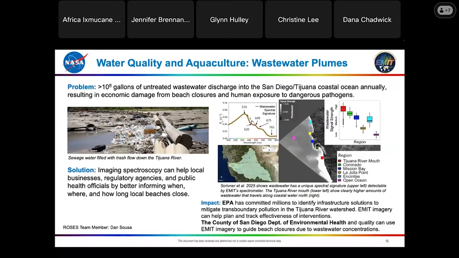There was recently more work done by that same group, as well as Christine Lee, who was just speaking, to think about the impacts of wastewater being released into the Pacific Ocean at the border between San Diego and Tijuana. The Tijuana River is depositing a large amount of wastewater in that region, and so they've been able to use EMIT data to detect those plumes and help discuss with a variety of folks, including the EPA and the County of San Diego, how they might manage beach closures and give them a sense of where some of those plumes are moving. So this can be really useful for public health and safety.